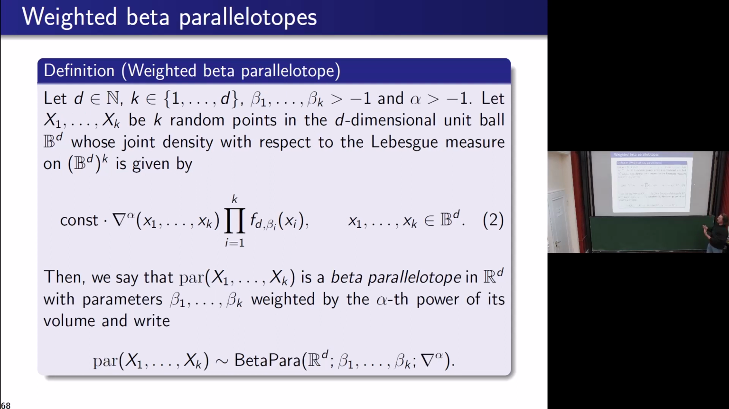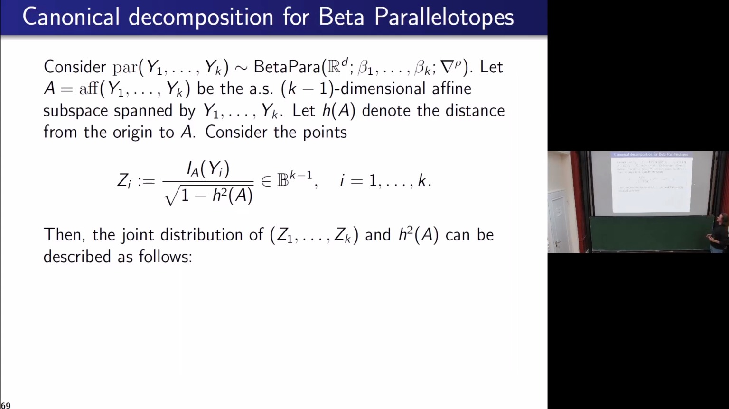And we can do the same for beta-parallelotopes, because we're going to need this in the next proof. And again, this time we weigh by nabla to the power of alpha, which is just the volume of the parallelotope, and then we get the analogous definition of it. Okay, and for these new objects, we can actually prove the same canonical decomposition as we had before.